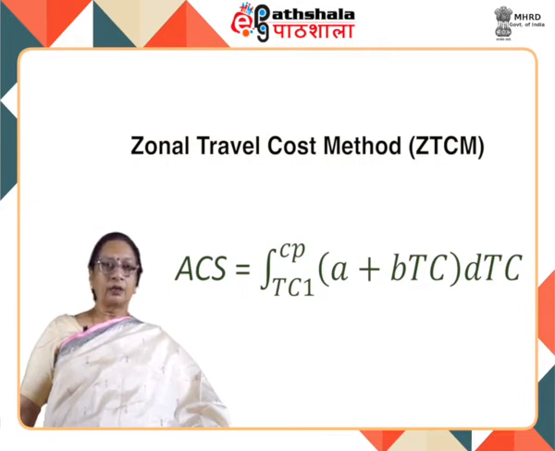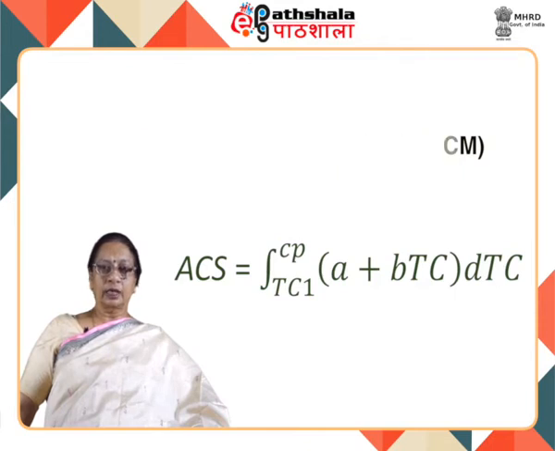For example, out of many zones, the ACS for zone 1 would be as follows: ACS is equal to TC1 to CP into A plus BTC into TTC. Annual total consumer surplus is estimated by multiplying ACS by population of the zone. Cumulating the annual zone consumer surplus across all zones provides an estimate of total CS per annum for the whole recreational experience of site visit.